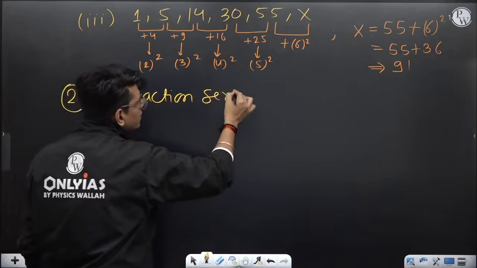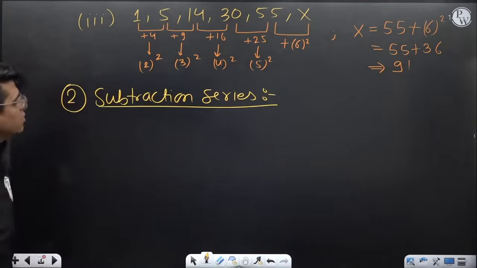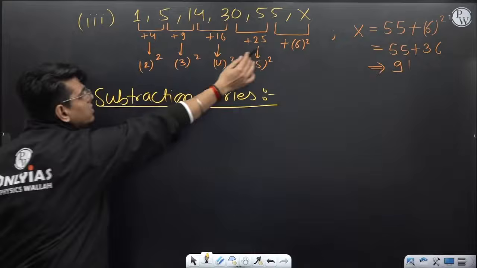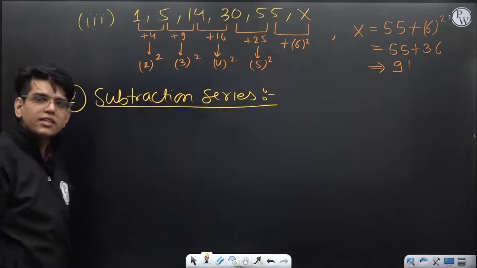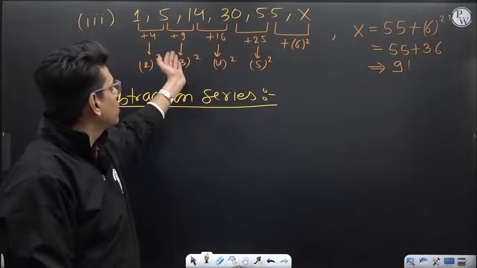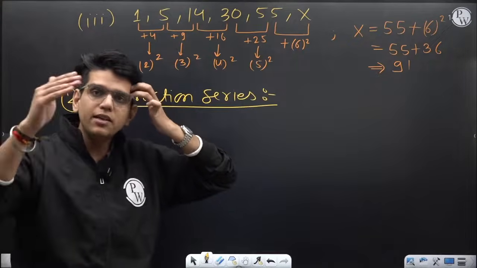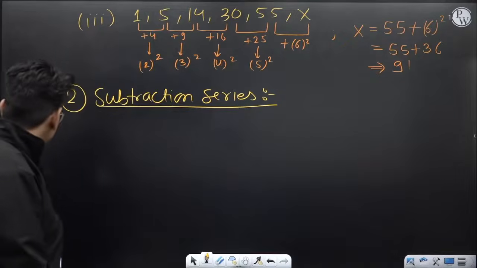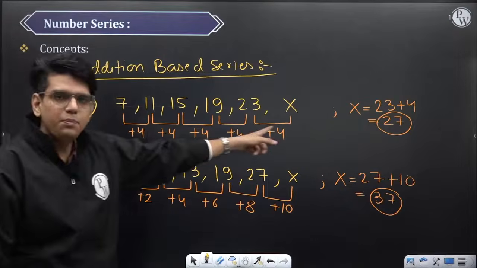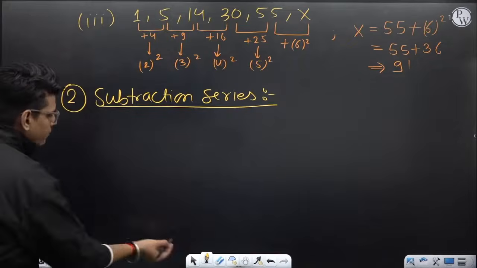Okay, it is also possible that the pattern of the series is based on subtraction. Here the pattern was addition, right? Addition can be the same for each term or can be in terms of squares or cubes, right? Similarly, the sum can be increasing or decreasing. When the sum is constant, this is an AP, arithmetic progression, right? Let's see one example from this.